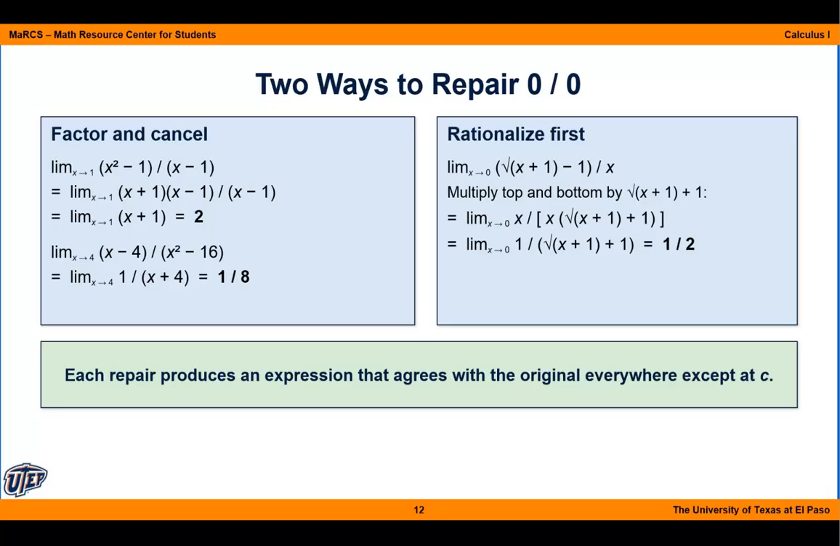The second repair method is rationalization. Multiply the numerator and denominator by their conjugate. After simplifying, the factor of x cancels and direct substitution gives 1/2. In each case, the repaired expression agrees with the original function at every nearby input, even though it may differ at the single point being approached. That is why the repair preserves the limit.